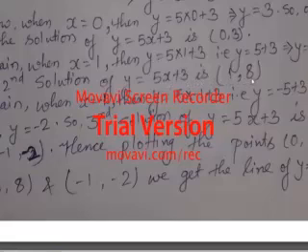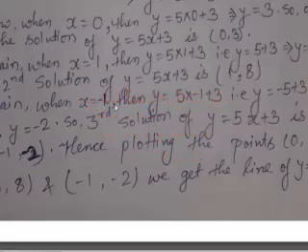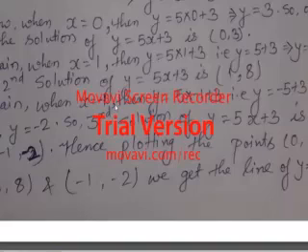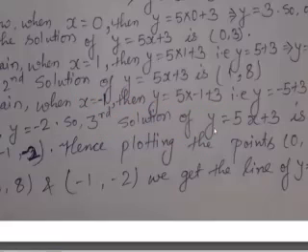is 1 comma 8. In the same way, when x is equal to minus 1, although the distance cannot be minus 1, here I am taking an equation, so I can keep the value of x as minus 1 in the equation. Then y is equal to 5 into minus 1 plus 3. So y is equal to minus 5 plus 3 and y becomes minus 2. So the third solution of y is equal to 5x plus 3 is minus 1 comma minus 2.